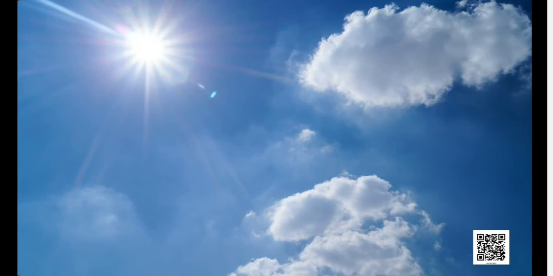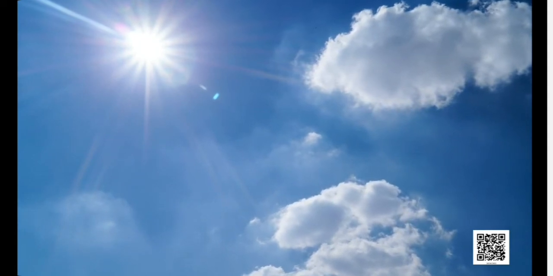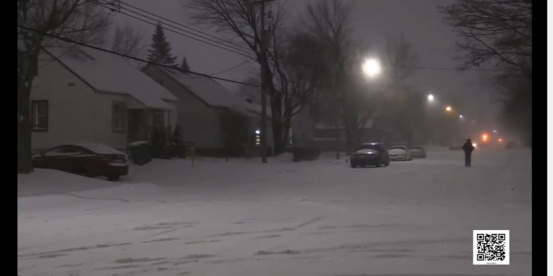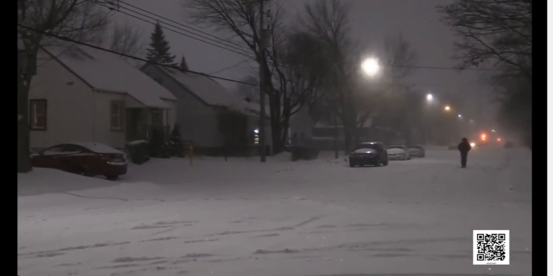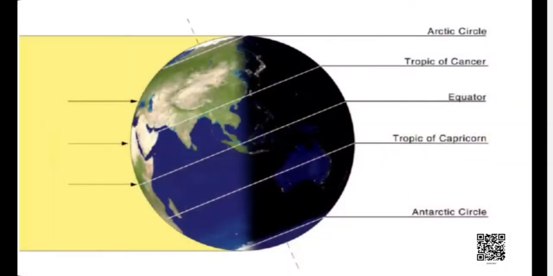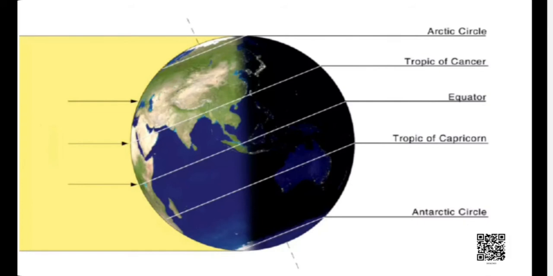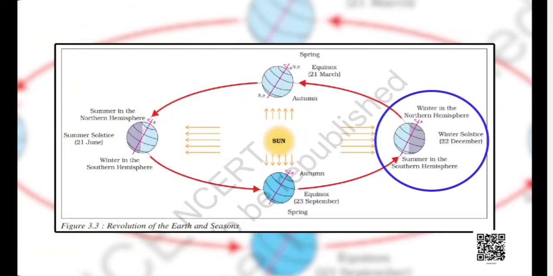At this time in the southern hemisphere, all these conditions are reversed. It is winter season there. The nights are longer than the days. This position of the Earth is called the summer solstice. On 22nd December, the Tropic of Capricorn receives direct rays of the Sun as the South Pole tilts towards it.